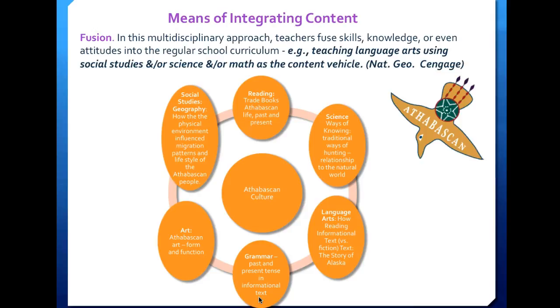Art, of course: different Athabascan types of art and what form and function those types of art have in the Athabascan culture. And social studies and geography: how the physical environment influenced migration patterns and lifestyle for the Athabascan people. So you can see that all of these elements contribute to a larger unit on Athabascan culture and people.